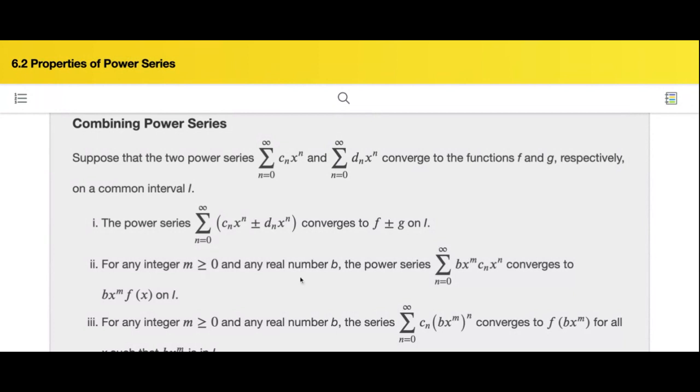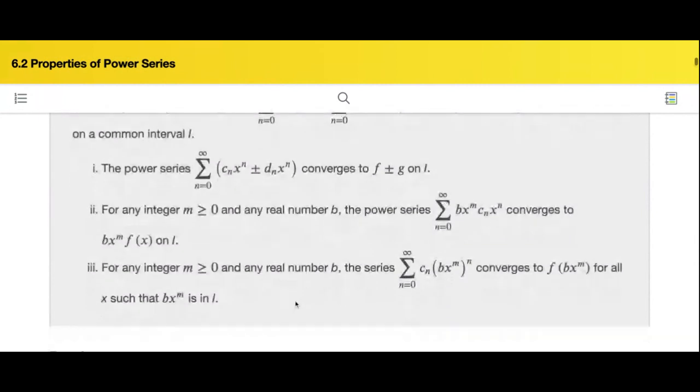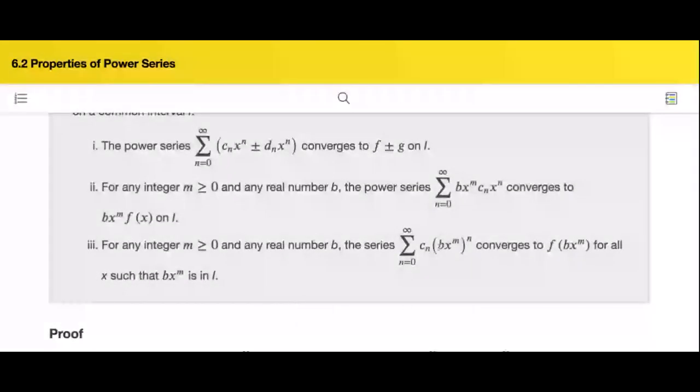And for non-negative m and a real number b, we can always multiply a convergent series by b times x raised to m. And we can always change the variable x to b x. So this is like composition of functions, right? b multiplied by x raised to m. So f takes a function as an input.